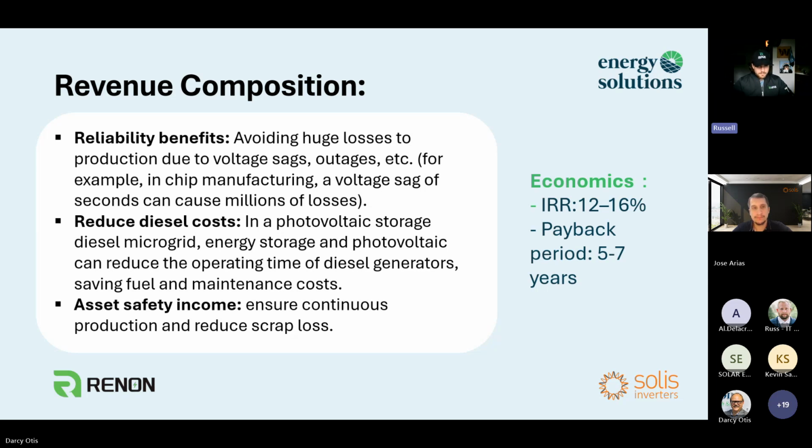So as I mentioned, if there is a loss of power or voltage sags, it can cause massive damage to equipment, loss of production on the line, really critical infrastructure or critical manufacturing processes like chip manufacturing, or where human safety is involved, like hospitals. If you have a blip in surgery, that could create massive issues for people. It also reduces diesel costs.